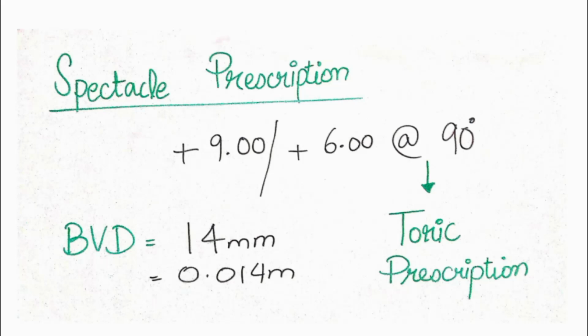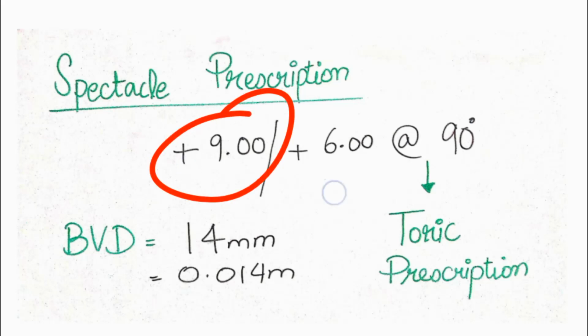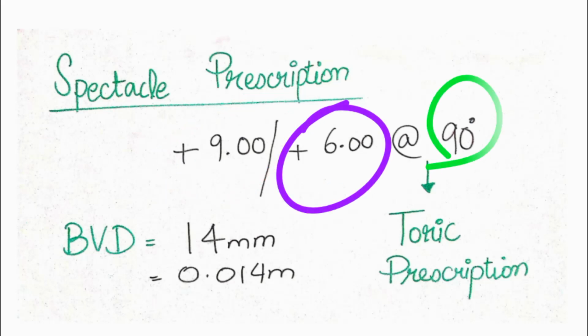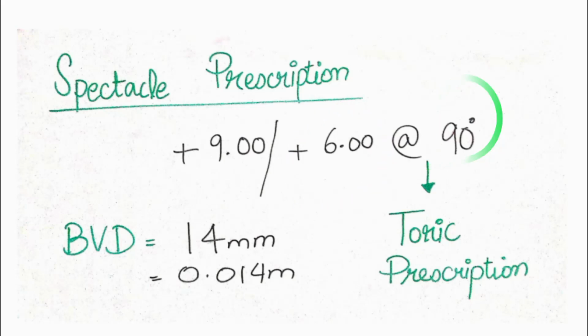Why do we have to convert the spectacle prescription into the contact lens? Because the patient wants to use contact lens, and suppose he has a prescription of +9 sphere with +6 cylinder at the axis of 90. The cylinder with the sphere means that it's a sphero-cylinder or a toric prescription. So we have to convert this toric spectacle prescription into the contact lens prescription for the patient so that he can see with the contact lens and we can eliminate the refractive error.